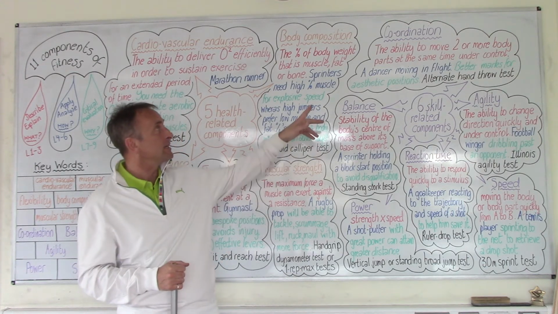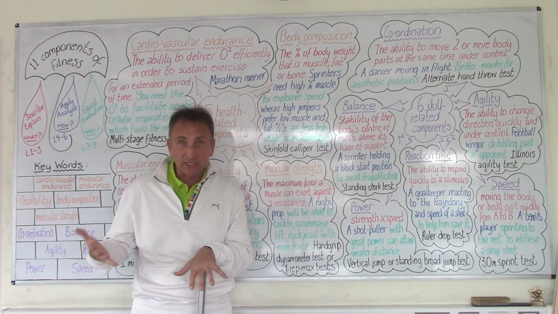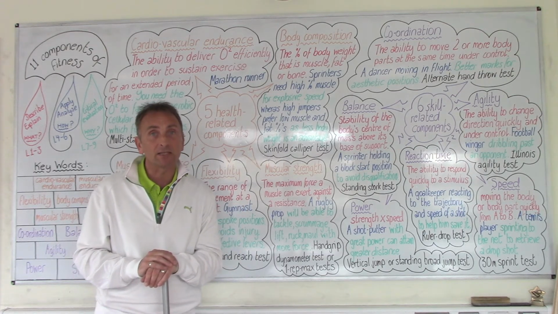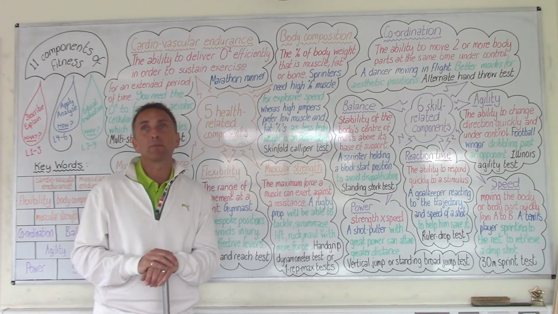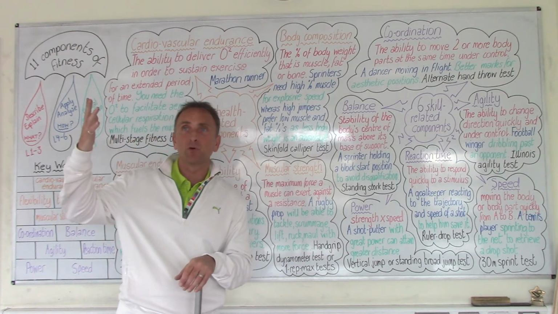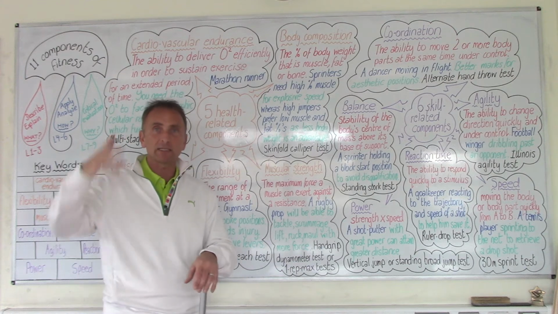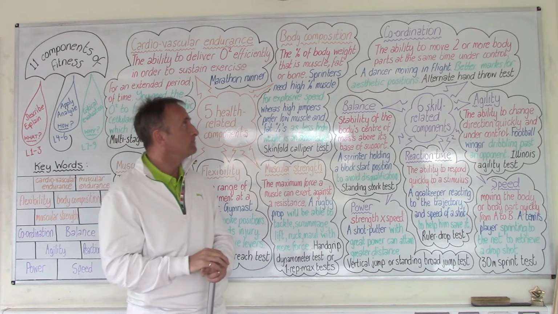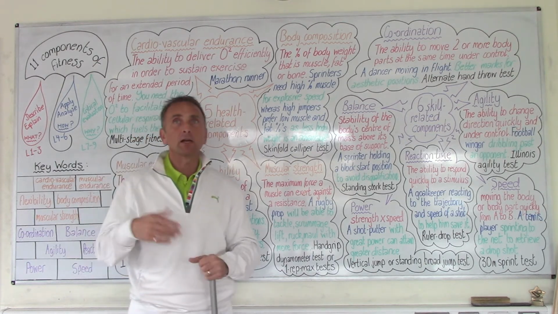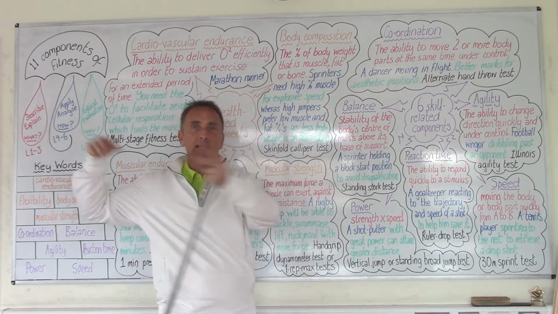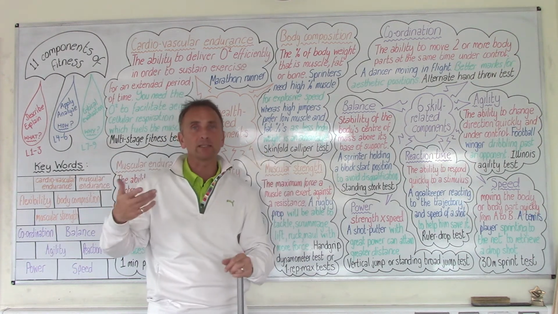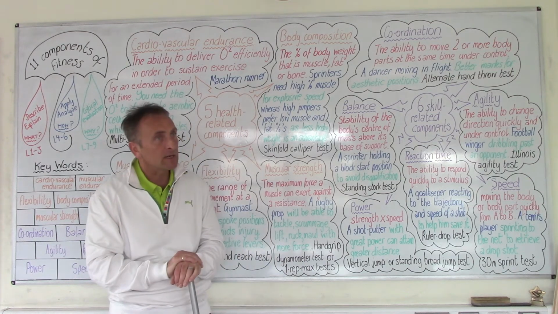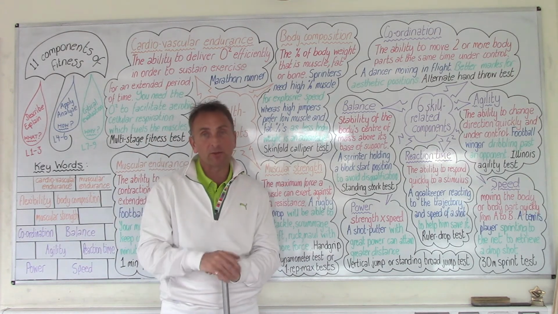So the C is coordination. Coordination is the ability to move two or more body parts at the same time and under control. So for example, a high board diver would coordinate his legs and his arms to find aesthetic positions in flight, or a dancer in flight also might have arms one way, legs the other, body twisted, all coordinated to look aesthetic in order to get higher marks.